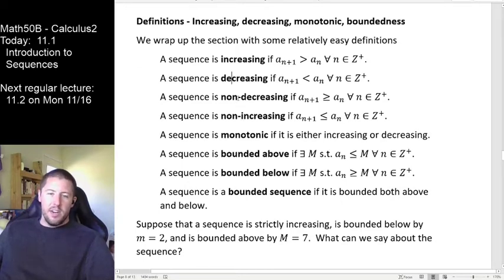You are not decreasing if you are staying the same or increasing. You are not increasing if you are staying the same or decreasing. And that's exactly the notation I've got in there.